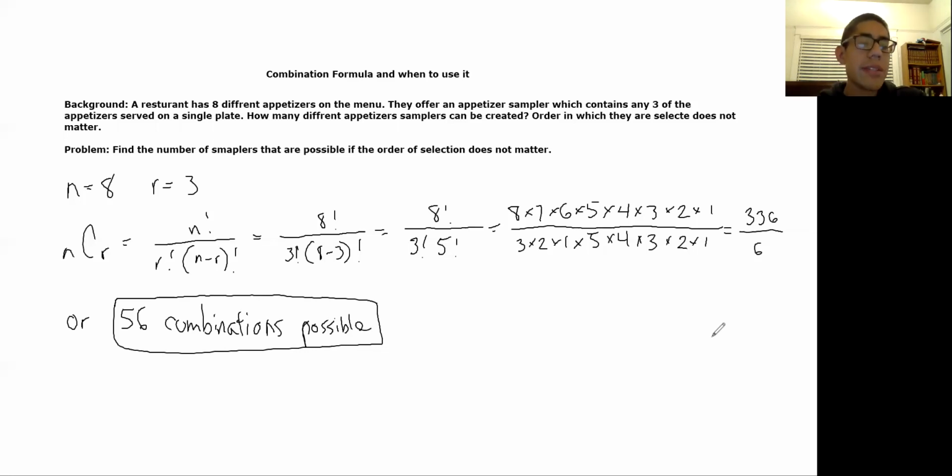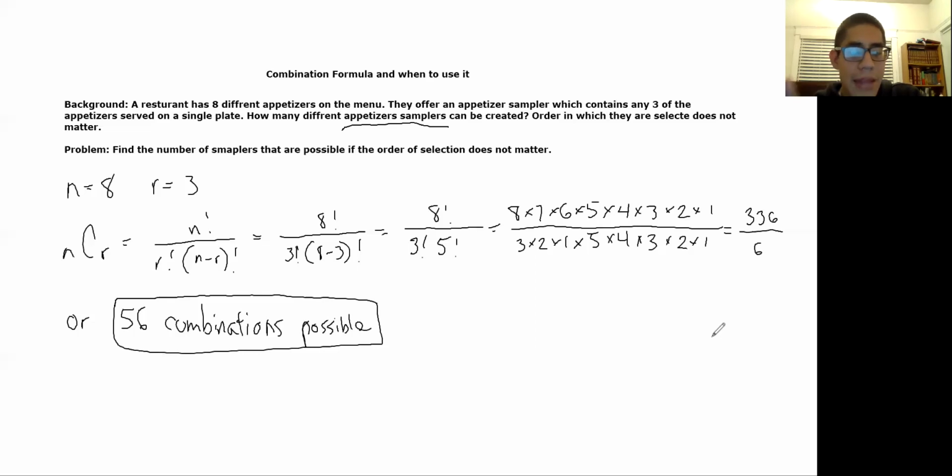So the background of this example is that a restaurant has 8 different appetizers on the menu. They offer an appetizer sampler, which contains any three of the appetizers served in a single plate. How many different appetizer samplers can be created? I should point out that when they say how many different appetizer samplers, they're referring to how many unique samplers. Order in which they are selected does not matter.